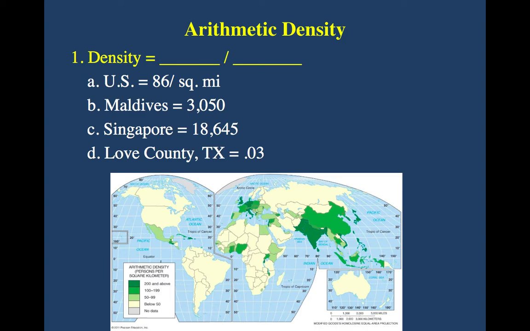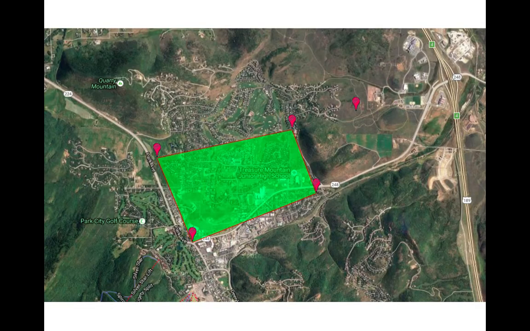Arithmetic density, remember, that is the total population divided by the land area. Again, population divided by land area. That's it. It's the simplest of the three. The population density is, in the United States, 86 people per square mile, which is relatively wide open compared to the Maldives, Singapore. If you're looking for wide open spaces, obviously move to West Texas.